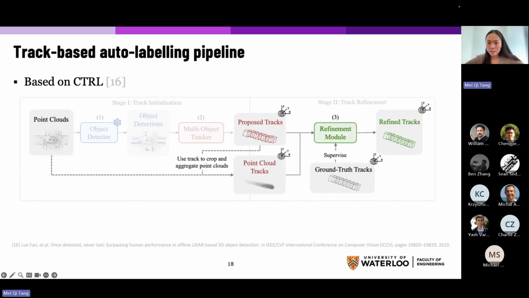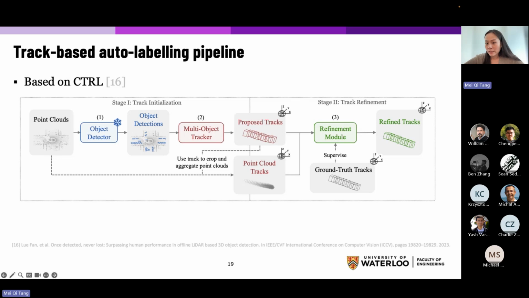Now, in the second stage, the refinement module uses the proposed tracks to crop out and aggregate tracks of point clouds and uses both alongside the ground truth tracks to learn to refine the detection tracks. So the second stage is mainly track-based. Now together, this pipeline learns to detect more accurately by refining object trajectory.